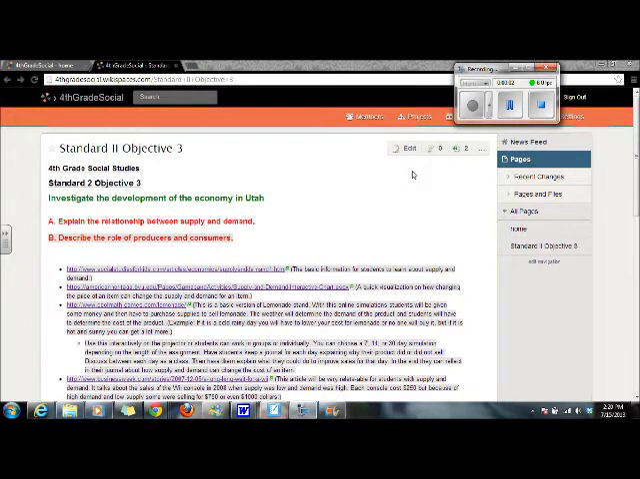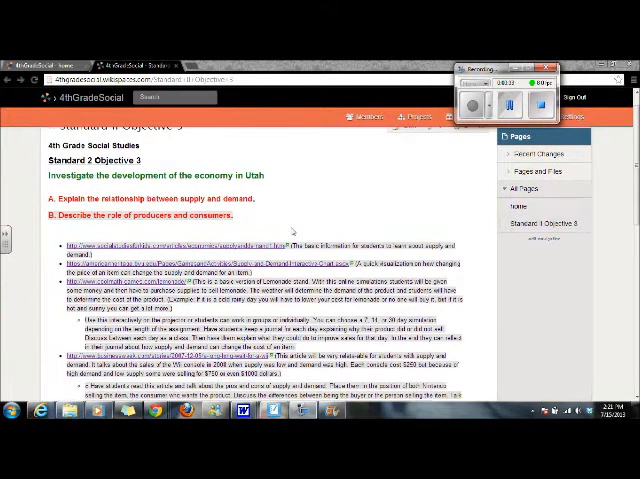This is 4th grade Social Studies, Standard 2, Objective 3. In this standard, you'll investigate the development of the economy in Utah. The standards are highlighted in red, and below that you'll find some websites. Next to those websites, you'll find a quick summary of how that website can help you teach the standards above. I'm going to walk you through a brief overview of this section.